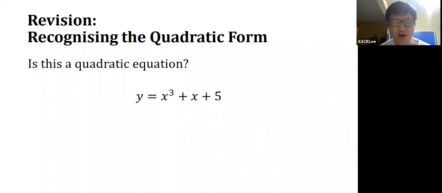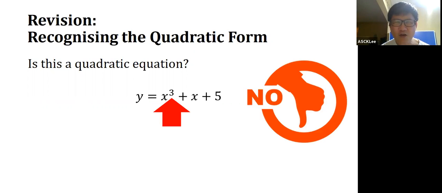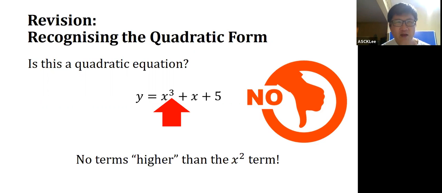Let's go on to a third question. Is this a quadratic equation? The answer again is no, because you have an x cubed term, which is not supposed to be there. An x cubed term is not allowed for a quadratic equation. It's a cubic equation, if you must know the name. So no terms higher than the x squared term are allowed for quadratic equations.